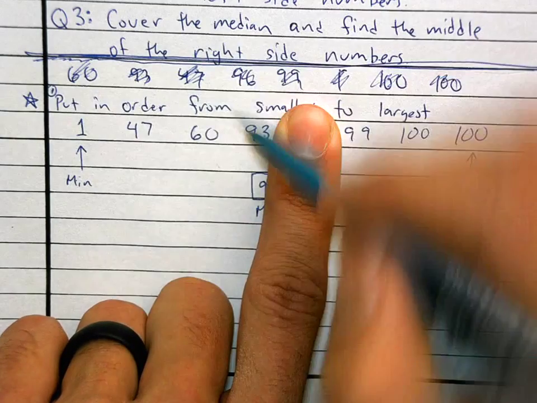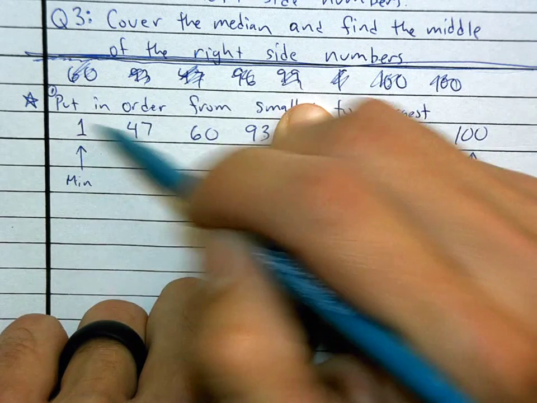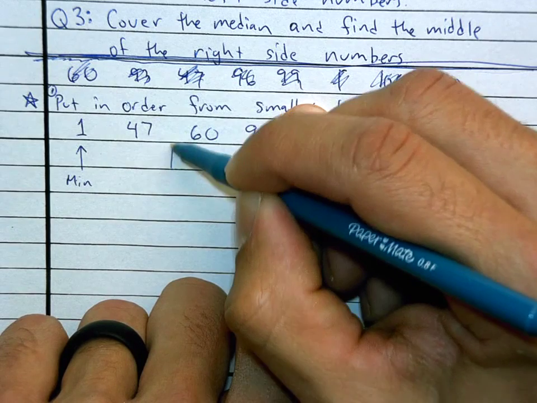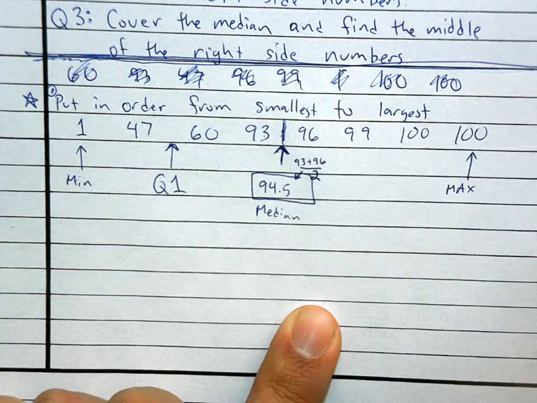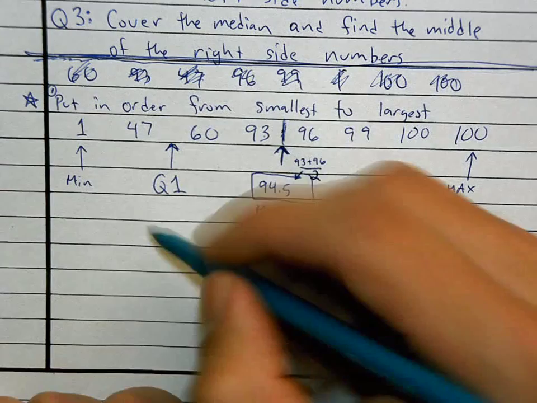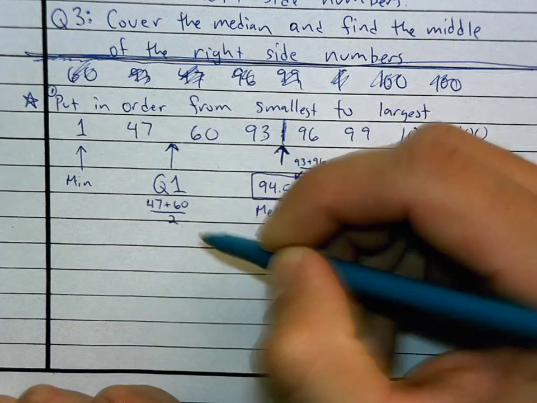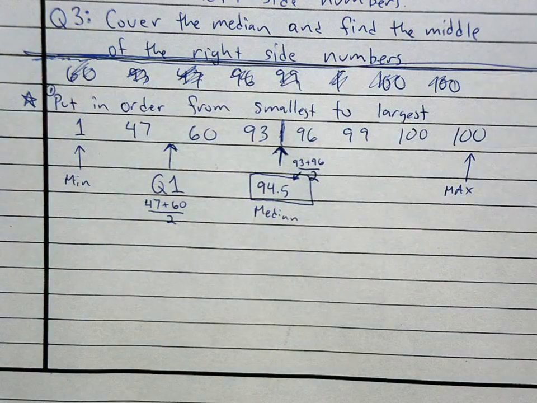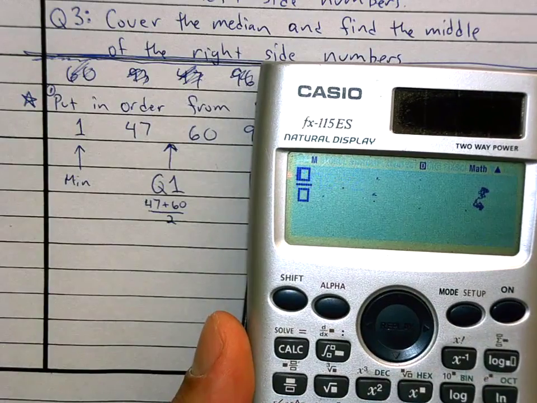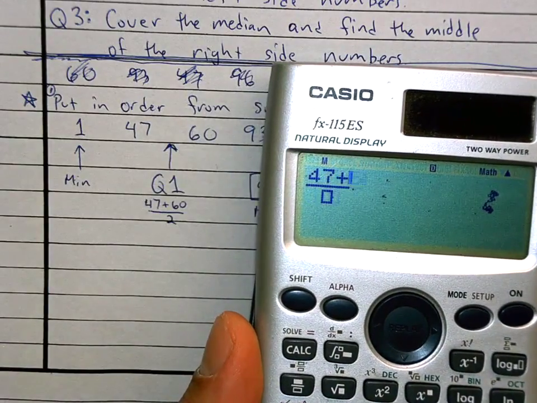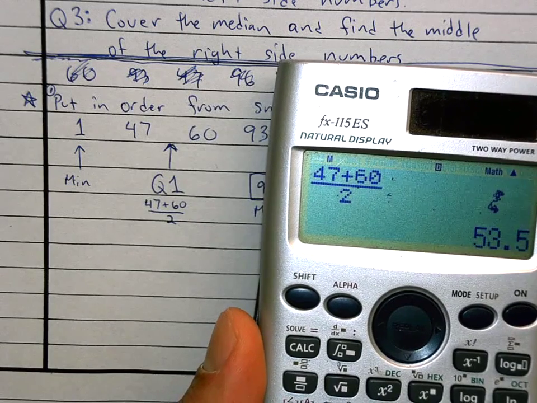Okay, how many numbers do I have? The 93, the 60. I have the 1 and the 47. What's the middle number here between these two things? This is Q1. How are you going to find Q1? You're going to add 47 and 60 together, and you're going to divide by 2. If you don't have that, you can use a calculator for that, of course. 47 plus 60 divided by 2. And we'll switch it to a decimal.